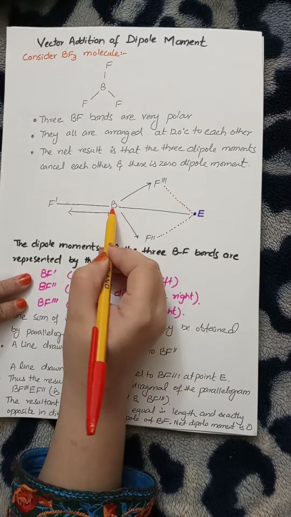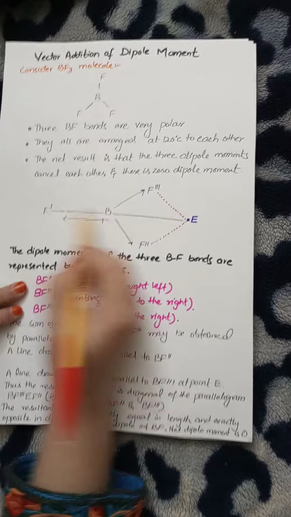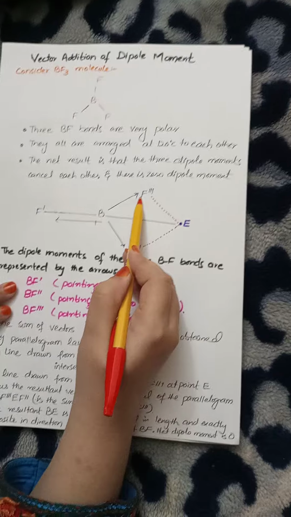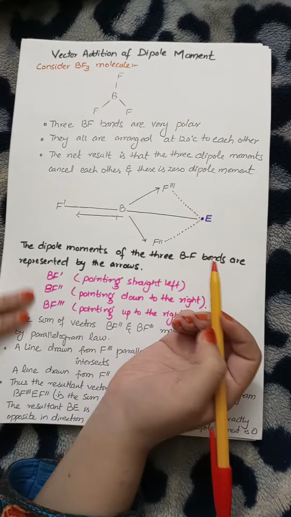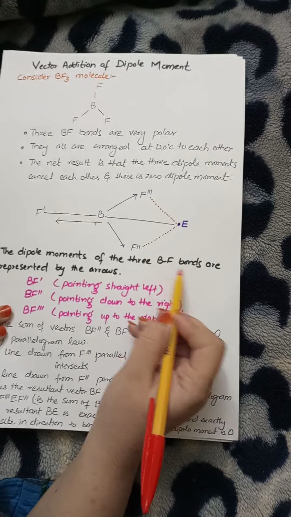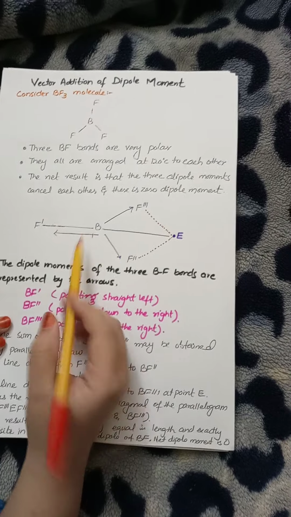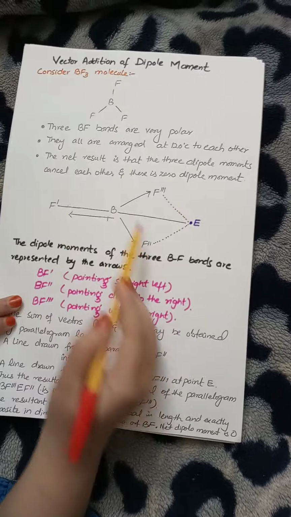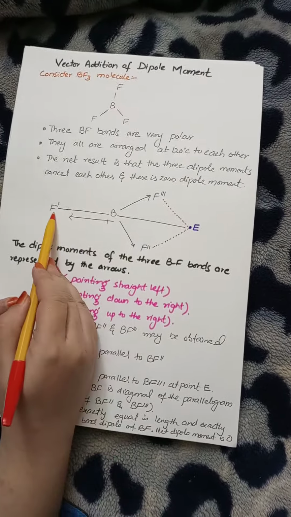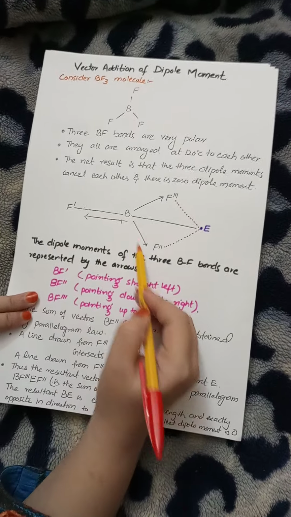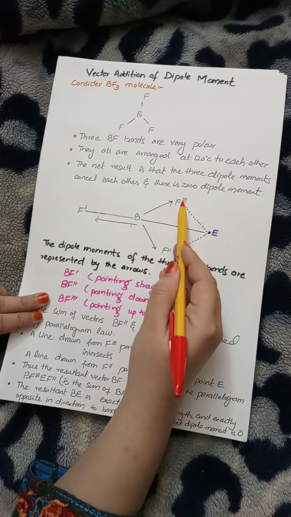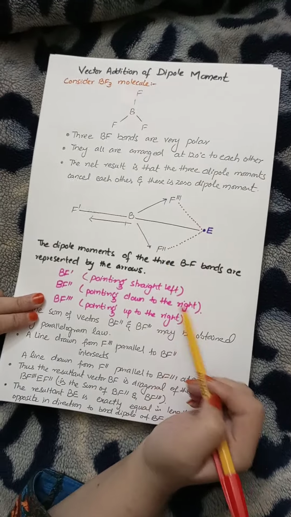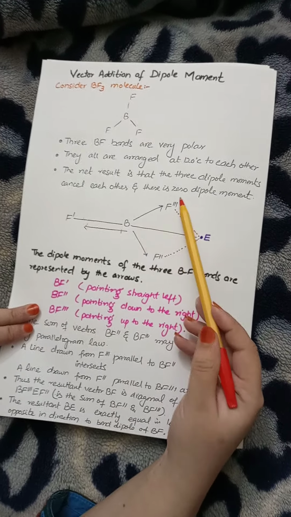Now, how is the dipole moment in this molecule 0? Let me give you an expanded diagram of this molecule. This boron is attached to F1, second it is attached to F2, and third it is attached to F3. Now you can see the dipole moments of the three BF bonds are represented by three arrows. The BF1 bond is pointing straight to the left, the BF2 bond is pointing down to the right side, and the BF3 bond is pointing upward to the right side.